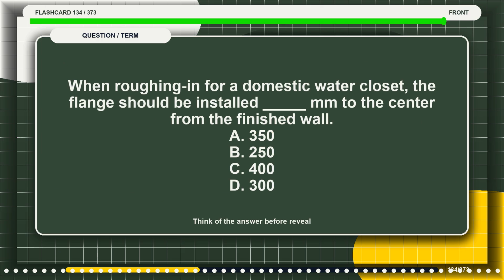Flashcard 134. When roughing in for a domestic water closet, the flange should be installed blank mm to the center from the finished wall. A. 350. B. 250. C. 400. D. 300. Think of the answer before the reveal.